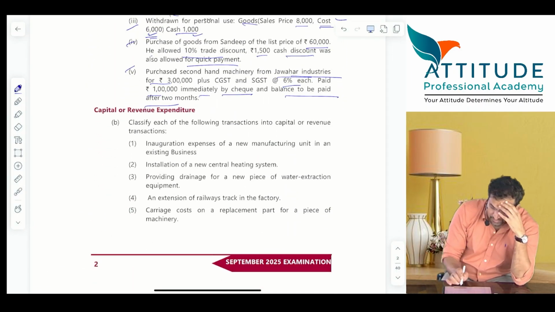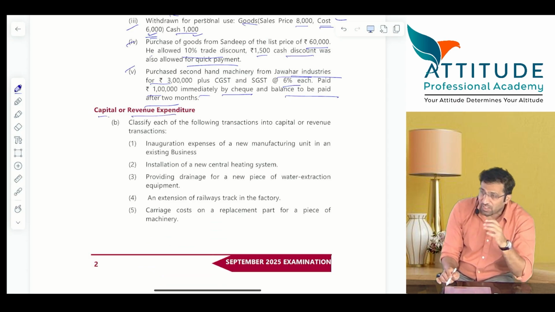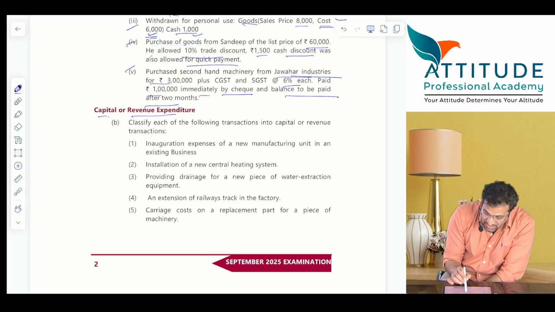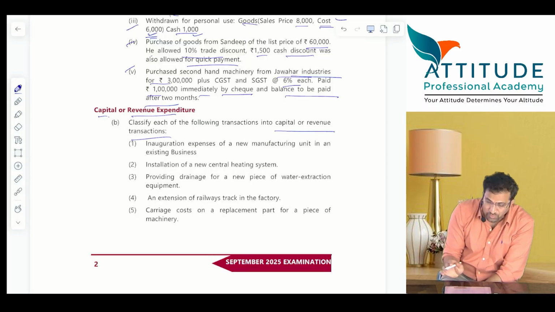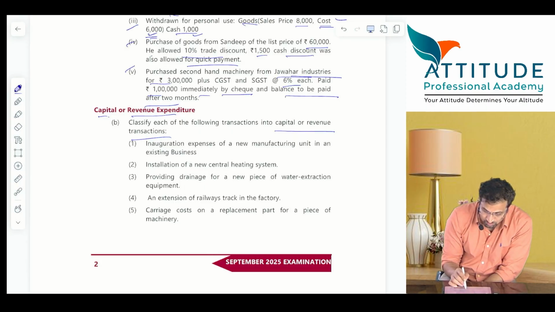Next one, you tell me. Capital and revenue expenditure. So you have to tell me whether it is a capital expenditure or a revenue expenditure. They are not asking any reasons. Look at this. Classify each of the following transactions into capital and revenue. उतना ही बोला है. Okay. First one. Inauguration expenses of a new manufacturing unit in an existing business. Capital or revenue?